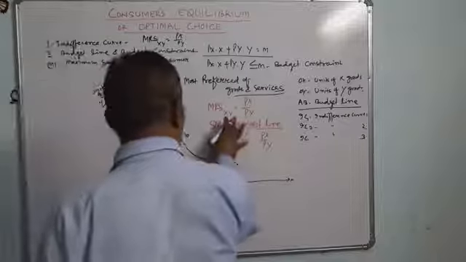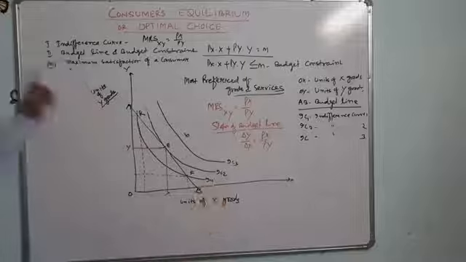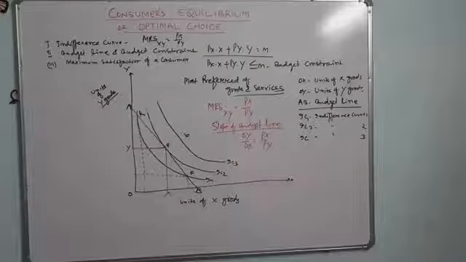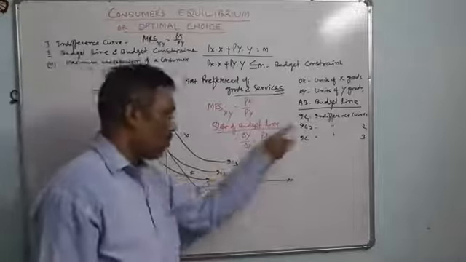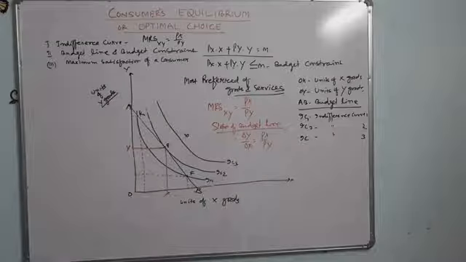If you are not clear about these points, you will not be able to understand consumer's equilibrium. Because IC1, IC2, IC3 are the different indifference curves, AB is the budget line, and R and E are the points where the budget line intersects indifference curve 1 and indifference curve 2.